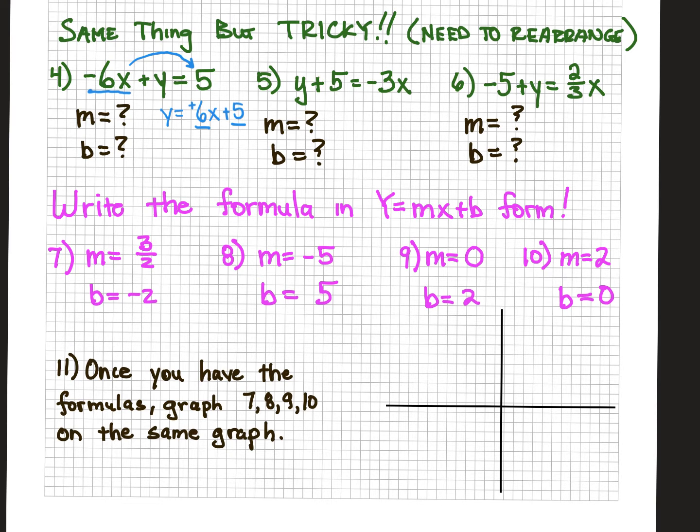And for 10, the slope is 2 and the y-intercept is 0. So can you write the y equals mx plus b forms of those? I'll help you with 7 and 8, which should be really easy. 9 and 10 I'll get into in just a second.